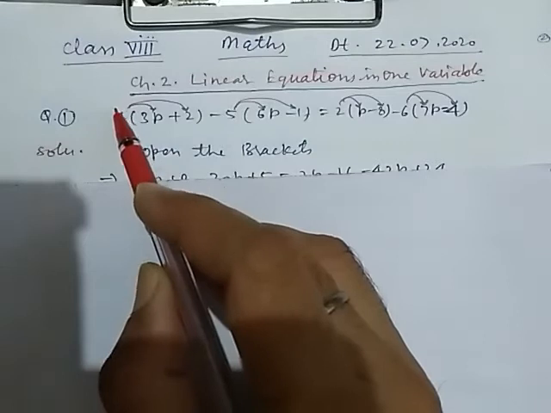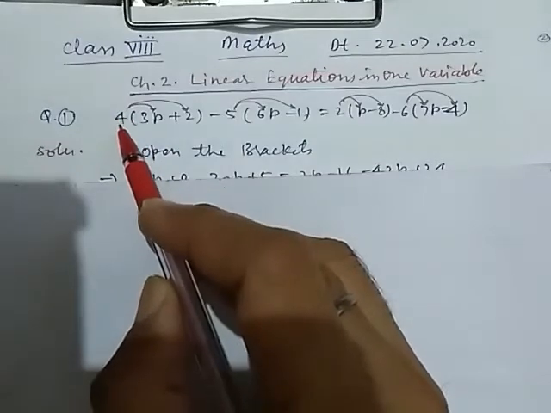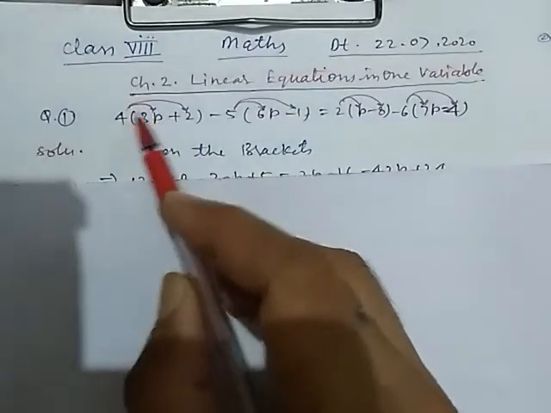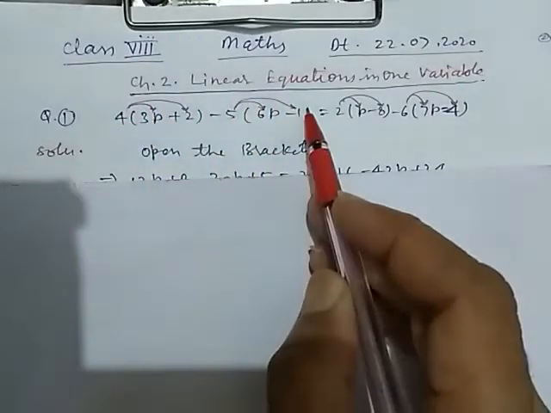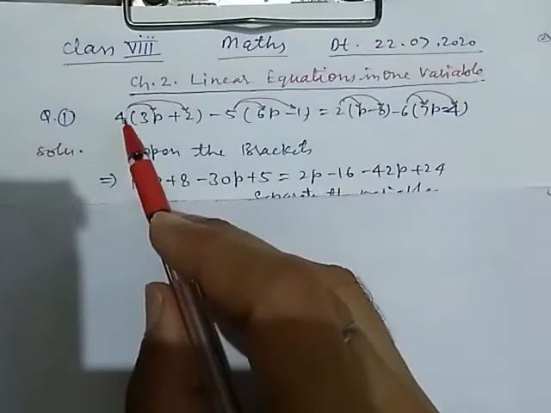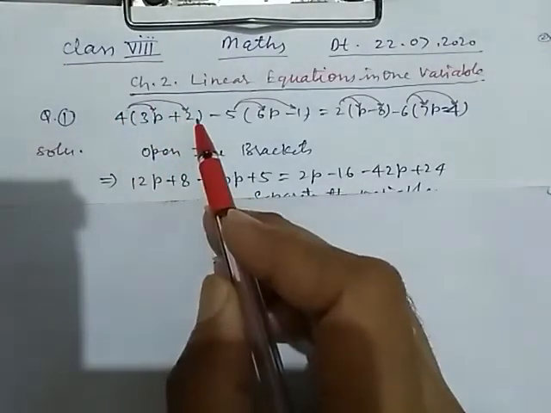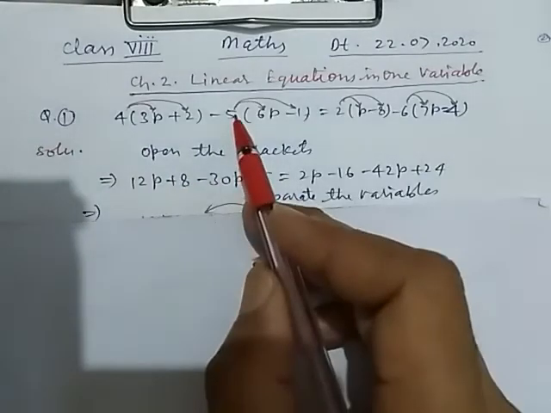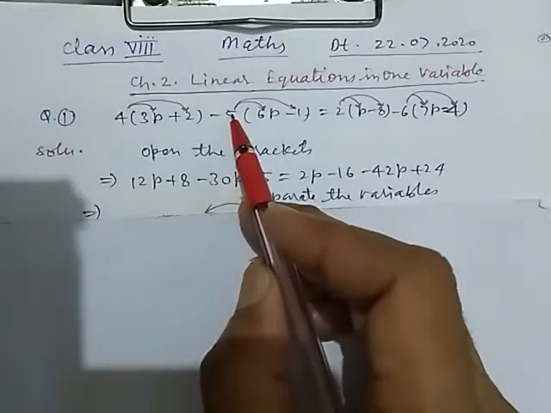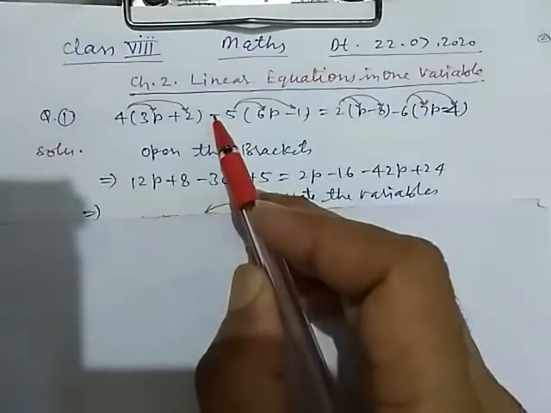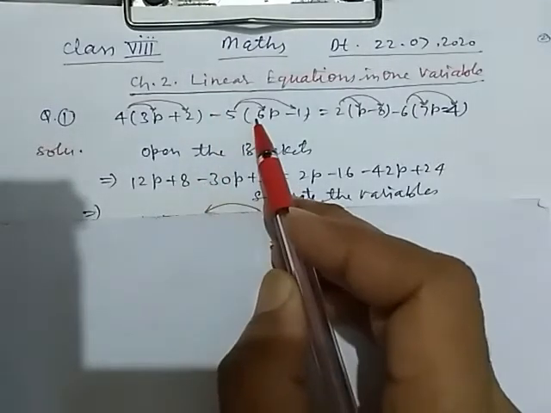Whatever the value outside of the bracket, multiply it with each and every term, both the terms. So we just multiply it. 4 multiply by 3p, 12p. 4 multiply by 2, 8, with sign. 5 multiply by 6p, 30p, and this sign is here. This is negative and this is positive.